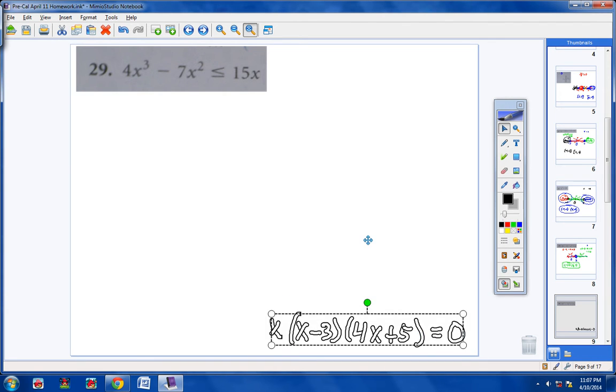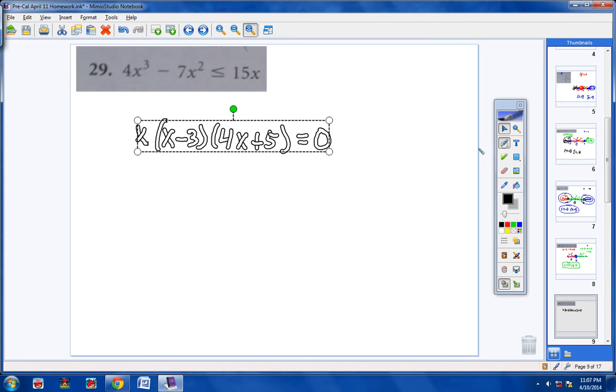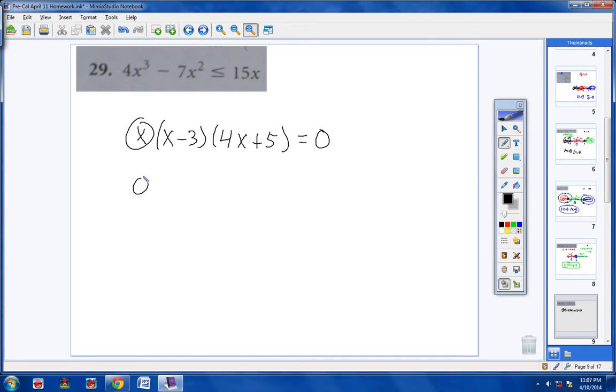And now let's quickly find our critical values. The number that satisfies my first group here is 0. The number that satisfies this group is 3. And if you were to set this equal to 0 and solve, you would get negative 5/4 or negative 1 1/4. So there's your critical values, okay?